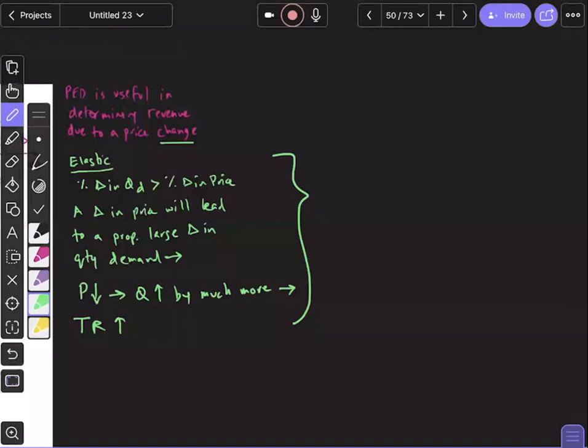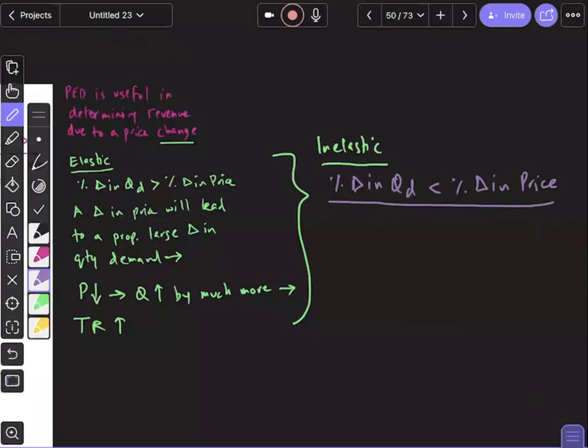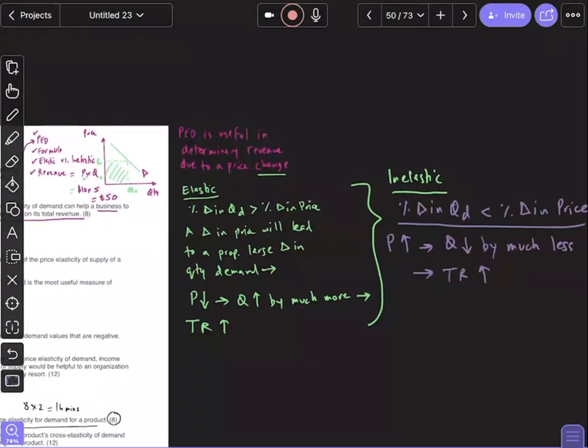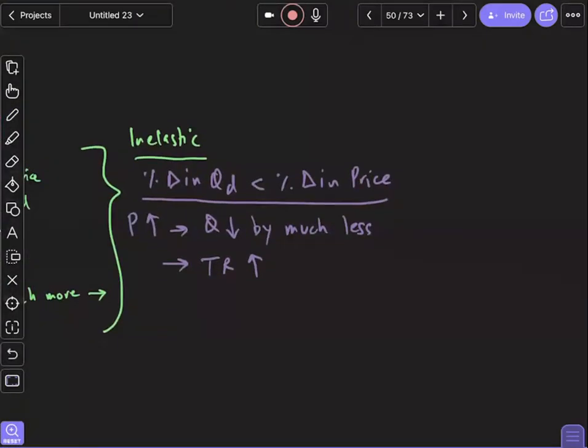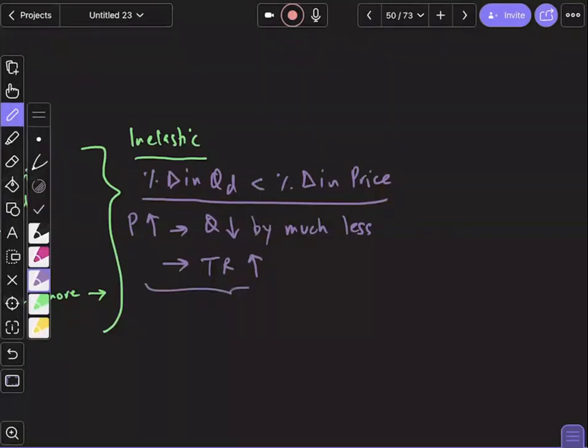Similarly, if it's an inelastic good, then we could argue that the percentage change in quantity demanded is less than the percentage change in price. Isn't that true? In that case, an increase in price will make the quantity fall by much less, and that will make my total revenue go up. So if you are selling something inelastic and you want to increase your total revenue, you need to increase the price.